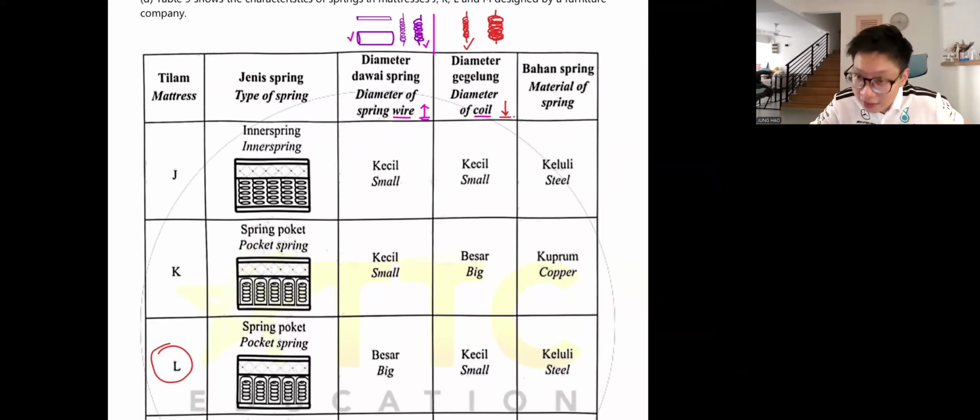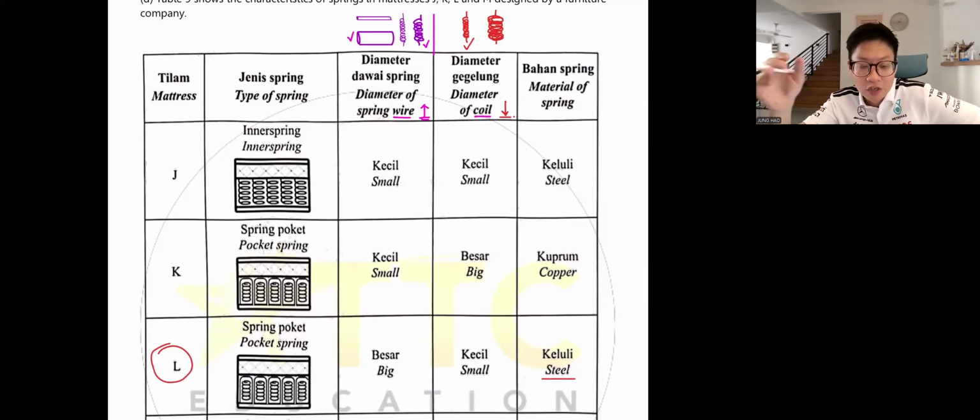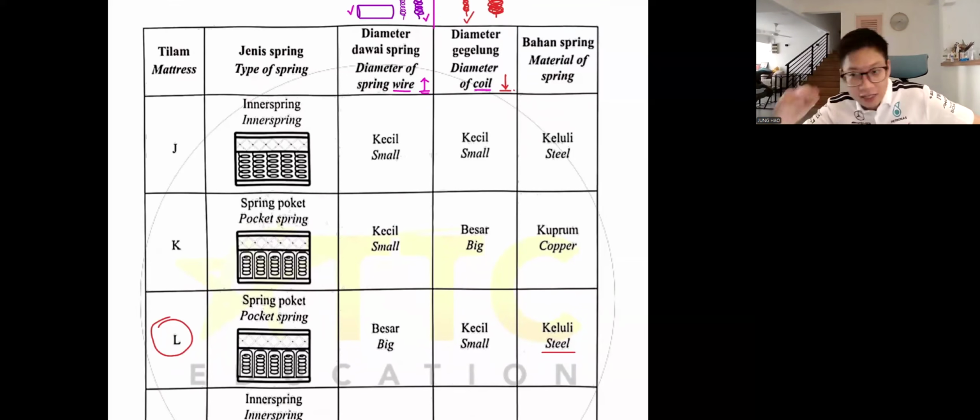Okay, then after that, steel, because it's a stronger material, right? Okay, so what is pocket spring? Okay, now, listen up, guys.